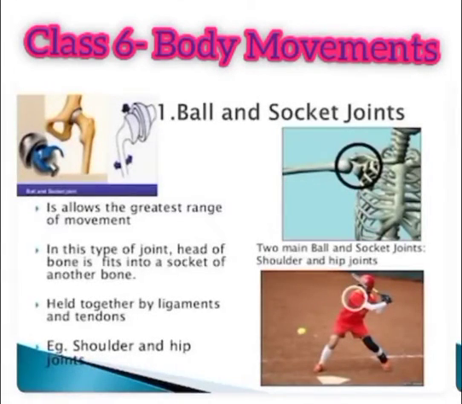So first we will discuss the ball and socket joint, which is a type of synovial joint. These joints allow the greatest range of movement. In this type of joint, the head of a bone fits into a socket of another bone, and they are held together by ligaments and tendons. So the examples of these kinds of joints are the shoulder and the hip joint.